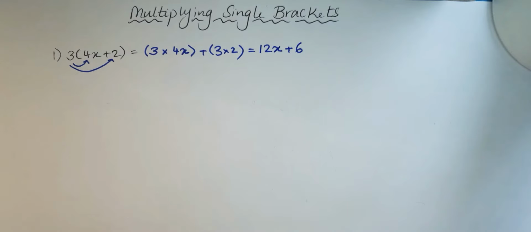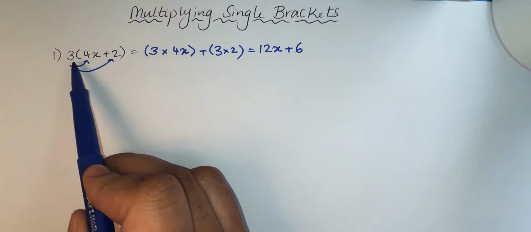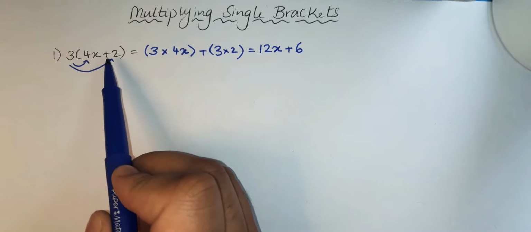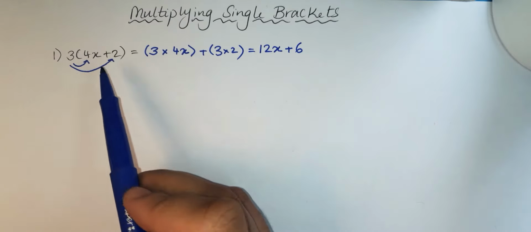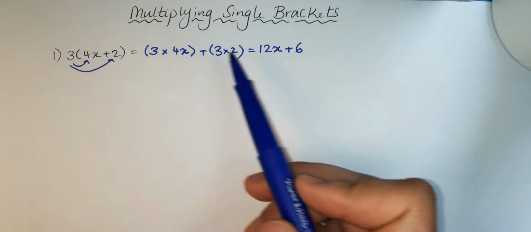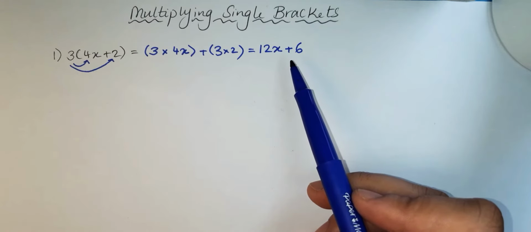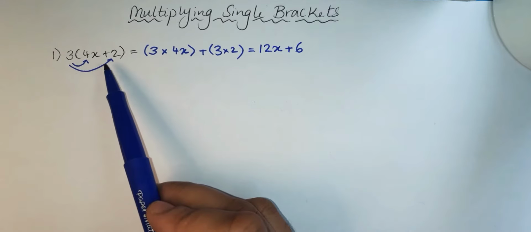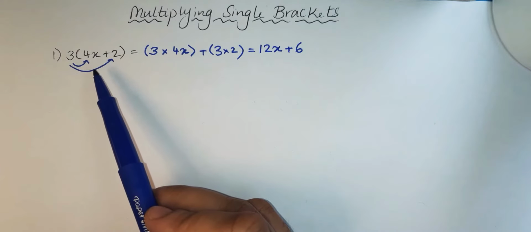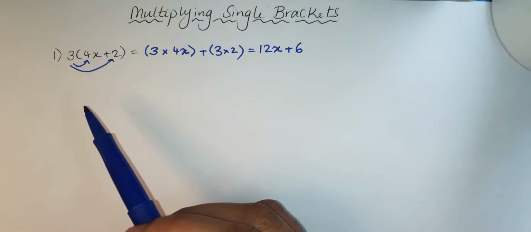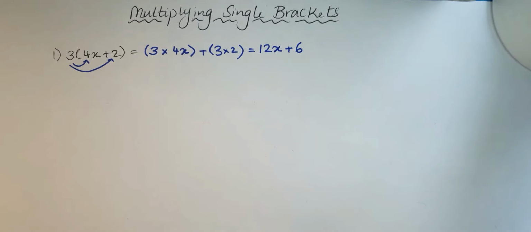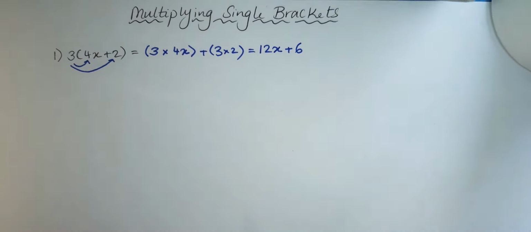So that is multiplying out that first question. So all we've done is we've multiplied the number outside the bracket by each term that's inside the bracket. And here it was a plus, so the answer has a plus. And if we look at another example where there's a negative sign, it's exactly the same procedure, the same process, just with a negative sign in the answer.